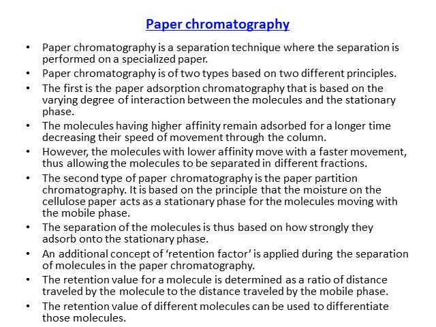The second type of paper chromatography is paper partition chromatography. It is based on the principle that the moisture on the cellulose paper acts as a stationary phase for the molecules moving with the mobile phase. The separation of the molecules is thus based on how strongly they adsorb onto the stationary phase.